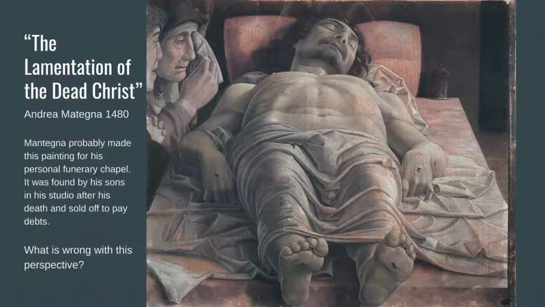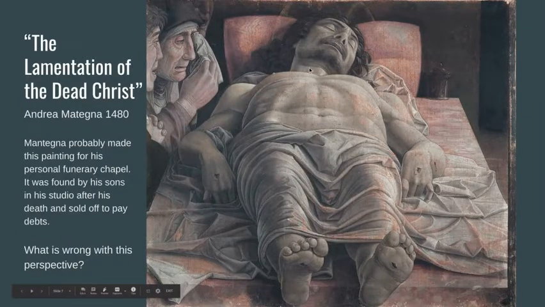So we know that what is wrong with this perspective is the fact that his feet are way too small, his head is bigger, his head is further away from us, his feet are closer, okay? His torso looks humongous compared to his legs, and his legs are actually closer to us. So the whole perspective issue is incorrect. And what Mantegna is trying to do is foreshortening.